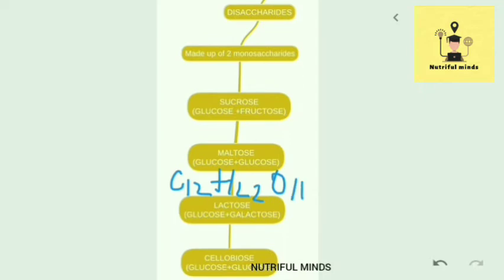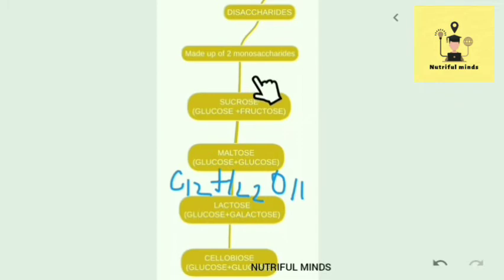Sucrose on hydrolysis gives glucose and fructose. Maltose on hydrolysis gives glucose and glucose. Lactose on hydrolysis gives glucose and galactose. Disaccharides on breakdown give two monosaccharides.